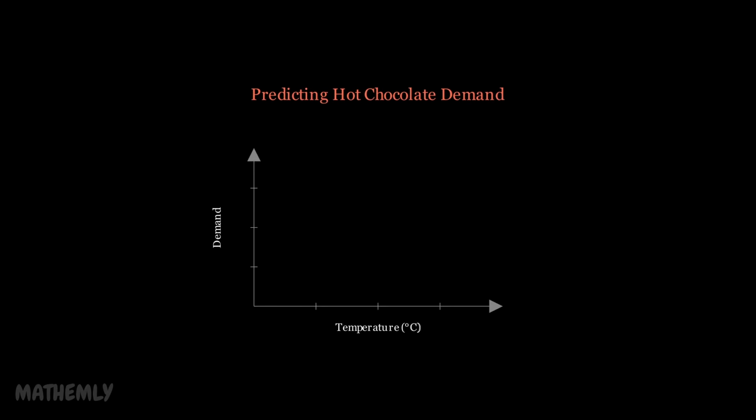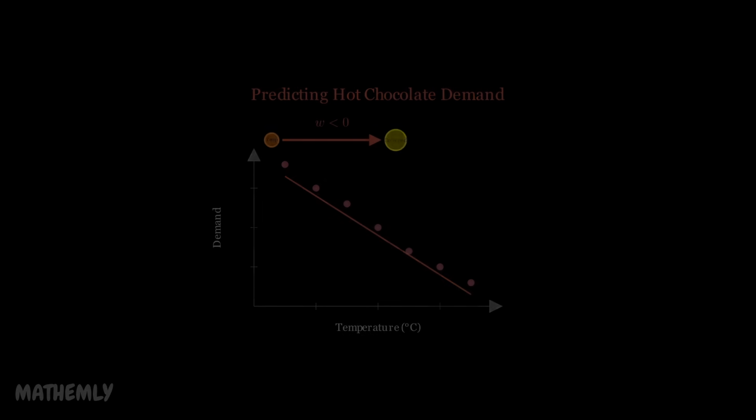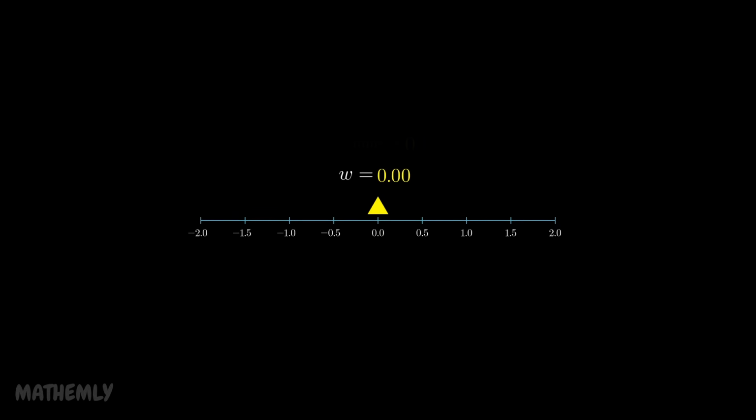If the relationship was reversed, say we were predicting the demand for hot chocolate, the weight for temperature might become negative because higher temperatures would lower the demand. During training, these weights are the main things the network learns. By adjusting them slightly after every example, the network gets better at making correct predictions.